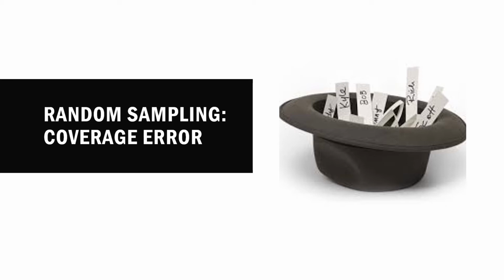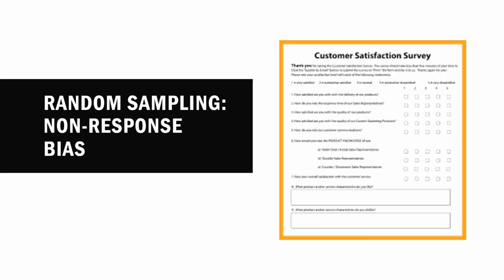The first is coverage error, or the situation in which the list you draw your sample from is incomplete. For example, while every name in the hat has an equal chance of being drawn, all the names need to be in the hat first. Surveys reliant on email addresses can have this problem. Unless everyone in a particular population has email, coverage is likely to be incomplete.